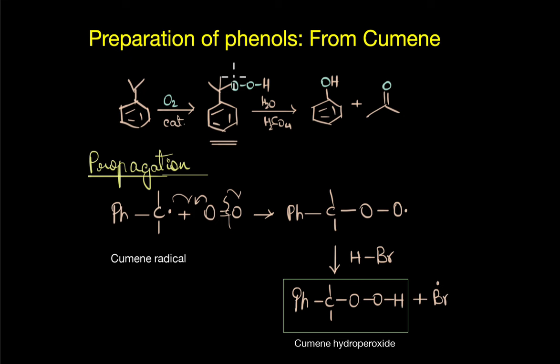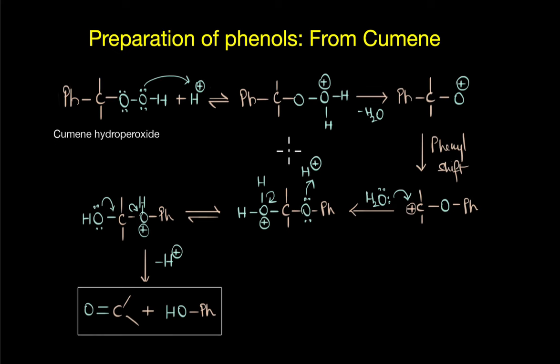Now, this cumene hydroperoxide is treated with acid to give phenol and acetone. So, let's go ahead and see what that mechanism looks like. When we treat cumene hydroperoxide with acid, the lone pair of electrons on the oxygen atom abstracts a proton from the medium. And here we have a protonated intermediate.